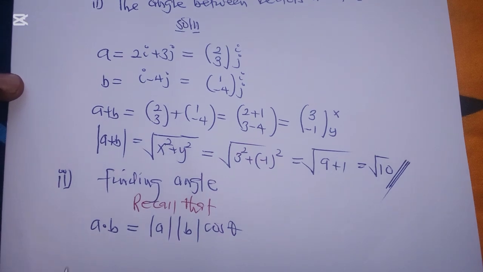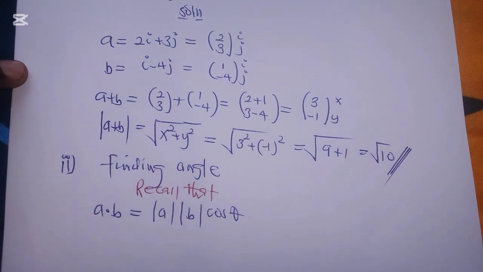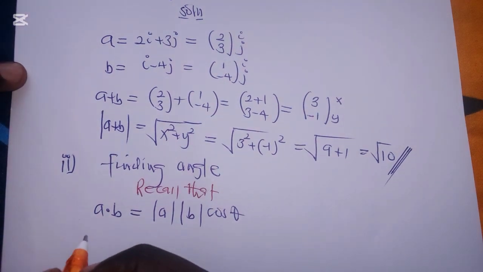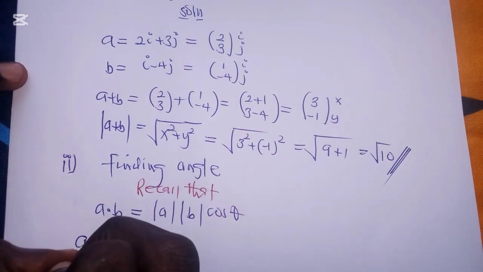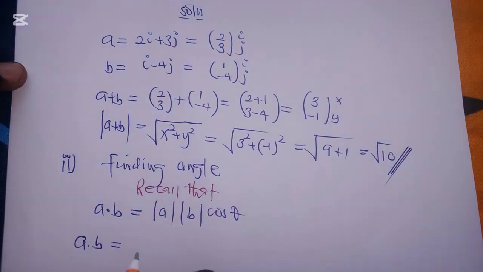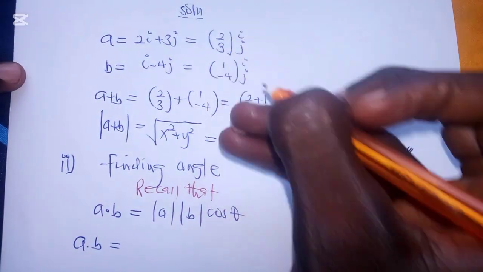Now what are we to do here? We just need to find the dot product of A and B, the magnitude of A and the magnitude of B. Then we substitute for us to have the angle between A and B. Let's go. Now, to find the product of A and B, remember we have A already given as this is A, this is B.